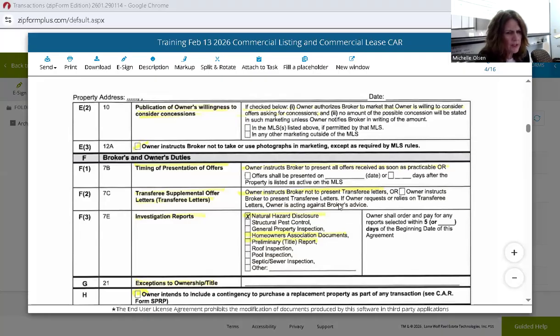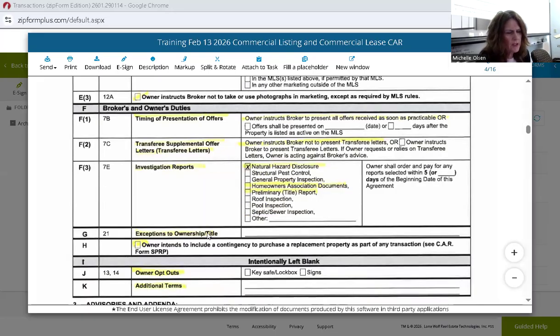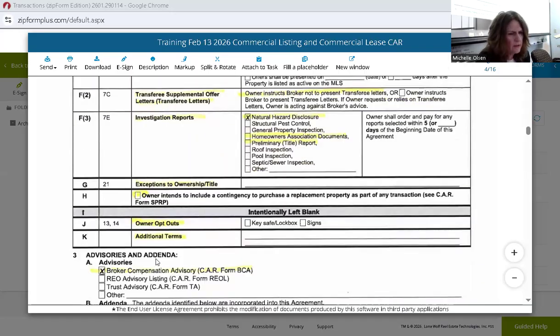Investigation reports, this really pertains more to a sale, but I've highlighted what I would want. Natural hazards is a norm, that's already checked. That defaults, but if it's in a homeowners association and the prelim, you would want that right away. So if this was a sale, I'd check those too. If there's any exceptions to ownership or title, you would fill it in here. And then this is important for the sale. If they're going to purchase a replacement property, make sure you're checking that, and the CAR form will attach to fill out regarding that.